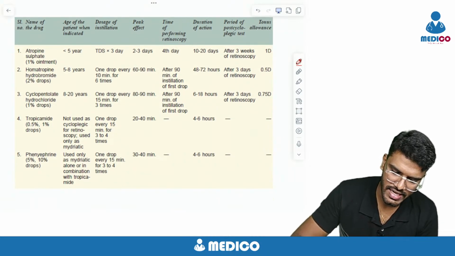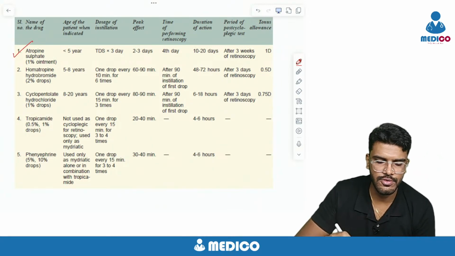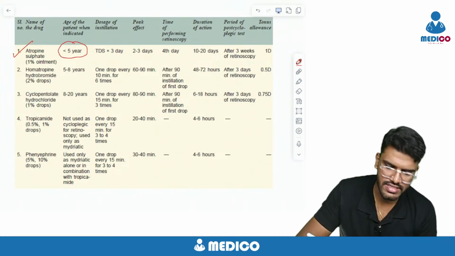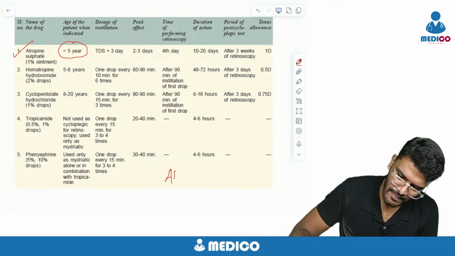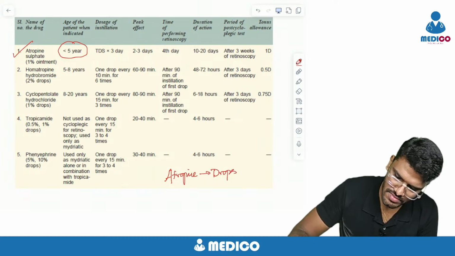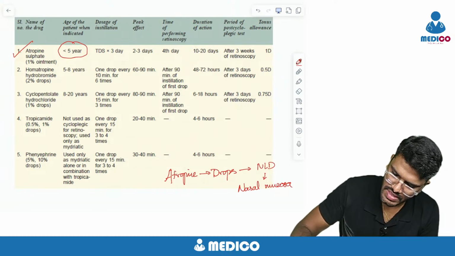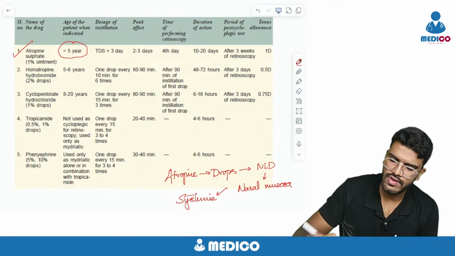So let us now understand the various properties of these cycloplegics and mydriatics. First and foremost, the strongest of them all in the family is atropine sulfate. Atropine sulfate is indicated in children less than 5 years. Why am I saying this? See, atropine, if used as drops, can enter the nasolacrimal duct that we discussed, go to the nasal mucosa and enter the systemic circulation. Am I right? So in children, what happens?